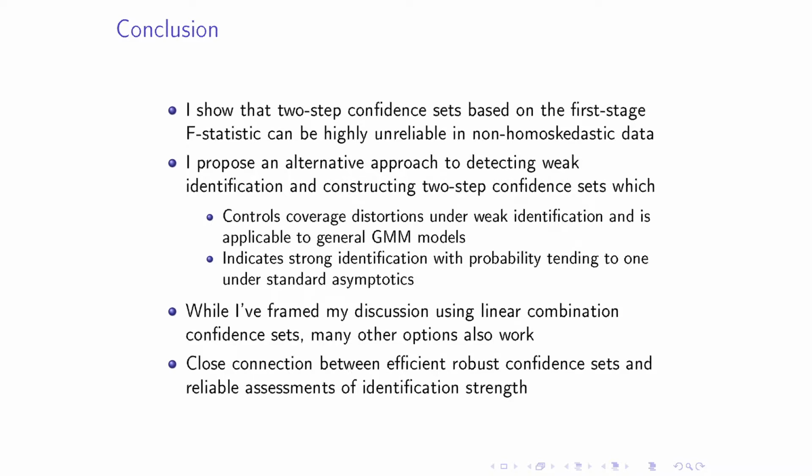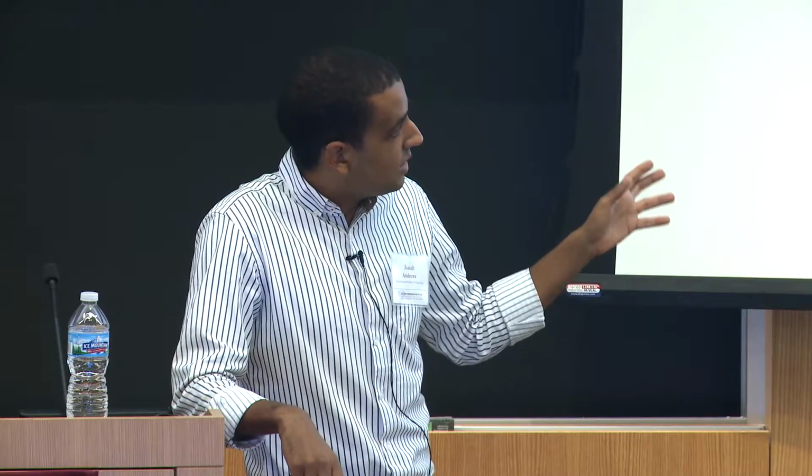While I've framed this discussion using linear combination confidence sets, there are a lot of other identification-robust confidence sets you could think about using for this same purpose. As far as my results are concerned, all of those are fine. And a big takeaway from this is that there's a close connection between efficient robust confidence sets and reliable assessments of the strength of identification.